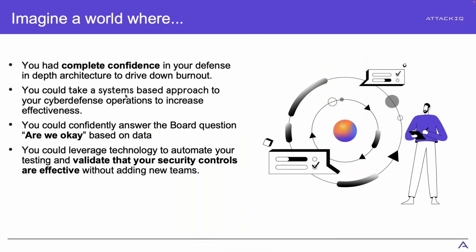So now you think about a world where you have confidence in that defense in-depth architecture because you're constantly measuring and reporting. And it also helps you drive down burnout because you know where your problems exist and where you can start to drive focus without it being a constant fire drill. You could take that systems-based approach for your entire operation to increase your effectiveness. You can confidently answer those questions when you have that broad level of reporting to be able to say, are we okay against this threat or this actor? And then you can take that technology and automate your testing so that you can validate your controls are effective without continuing to add more people, more resources, and you can do this all programmatically.